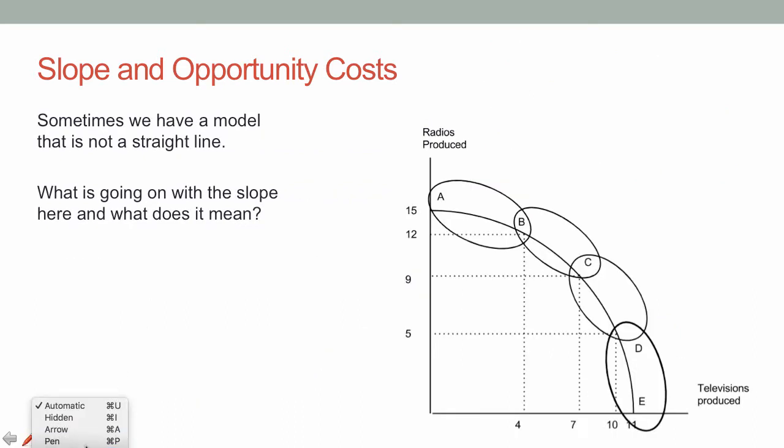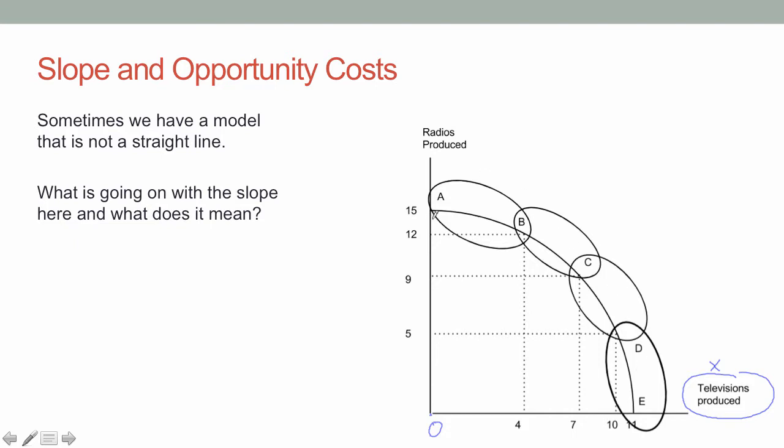Sometimes we have a model that's not a straight line. So let's take a look at what we've got going on here. We've got a nice little graph again. Let's look at what my labels are. My x values look like they're the amount of televisions produced. So if I go from 0 TVs, we can go up to 4 TVs produced, to 7 TVs, 10 TVs, 11 TVs. The x-axis is telling me how many TVs I am producing.